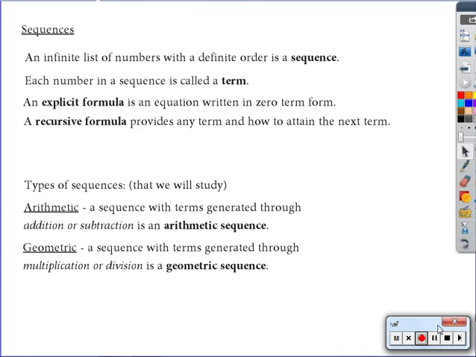Here's our introduction to sequences. In this course, we're going to learn mostly two types of sequences: arithmetic sequences, as well as geometric sequences. Just a few definitions here to get started.